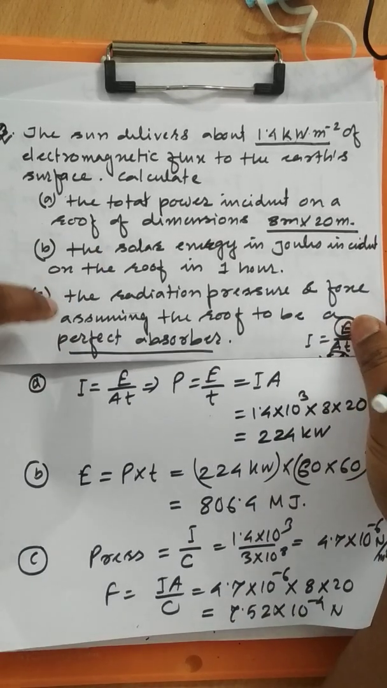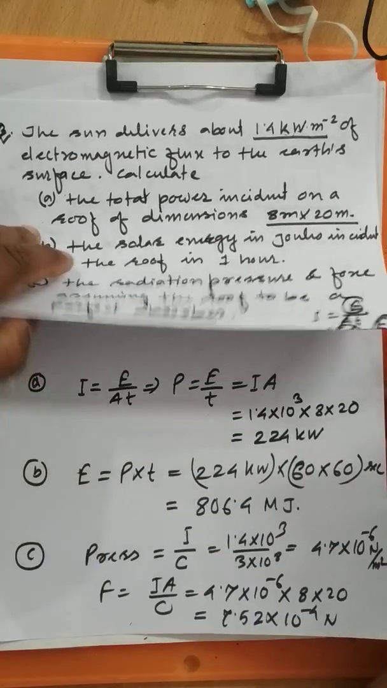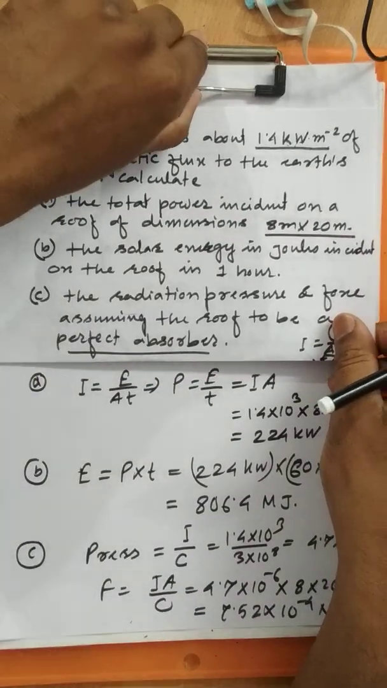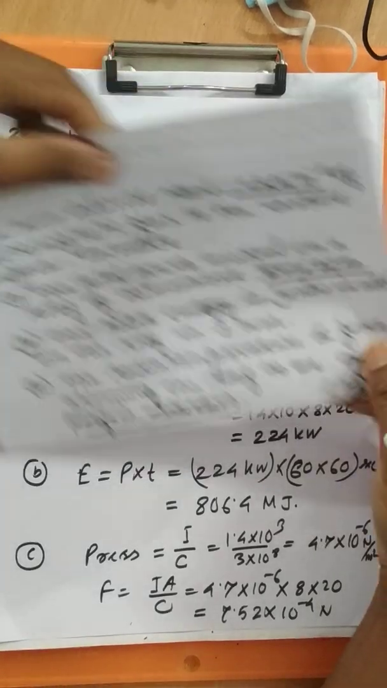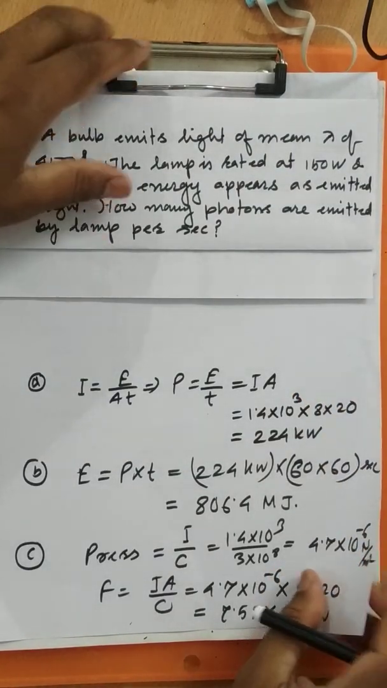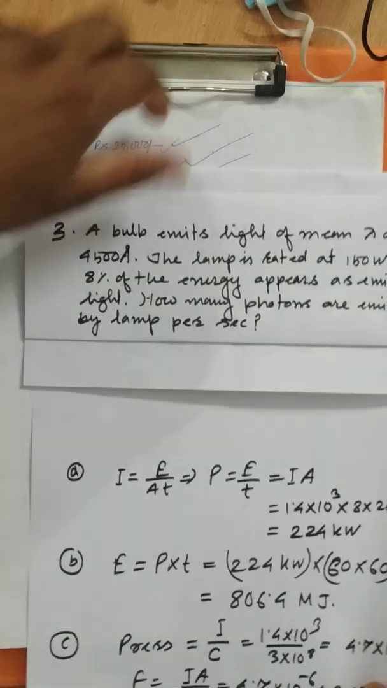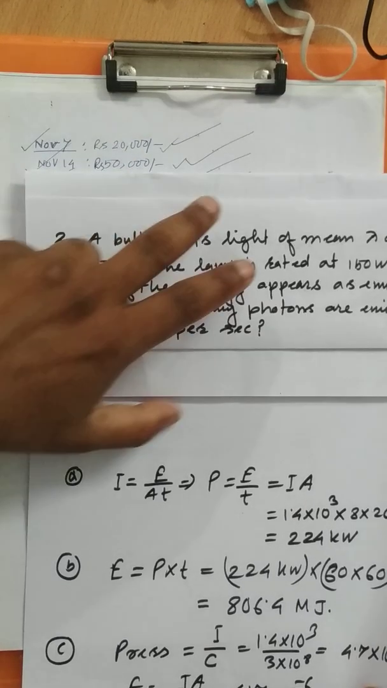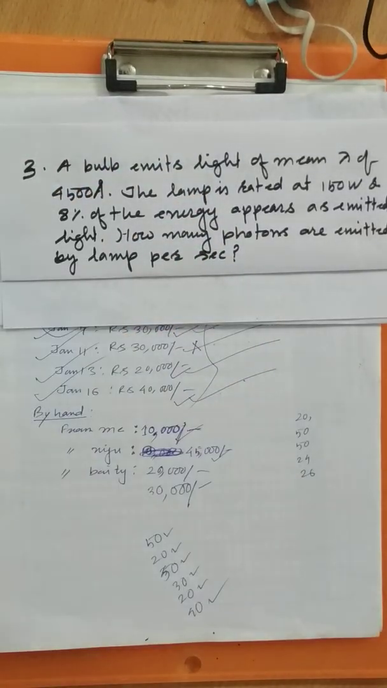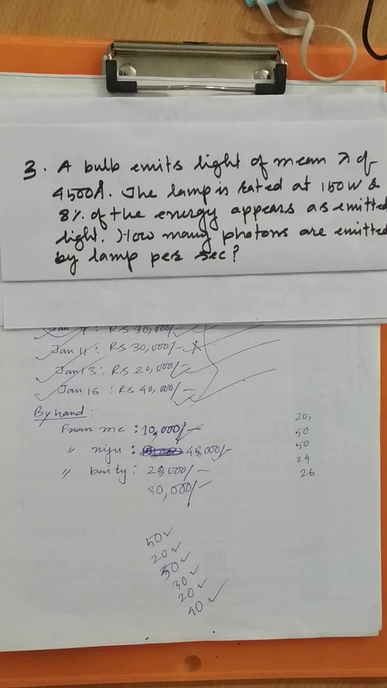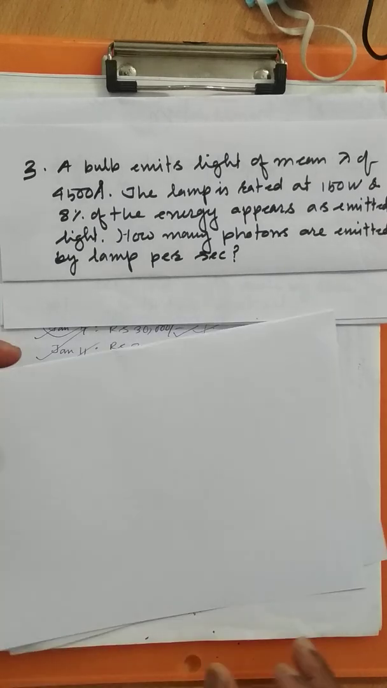Clear? So this is the second part of the questions. Another question is about, just 2 more questions. A bulb emits light of mean wavelength 4500.